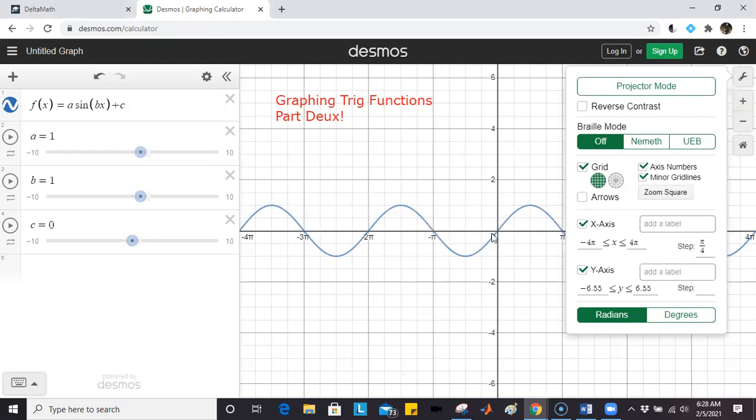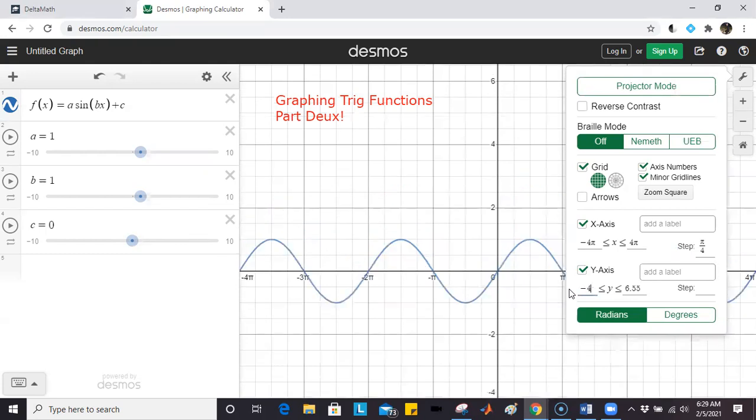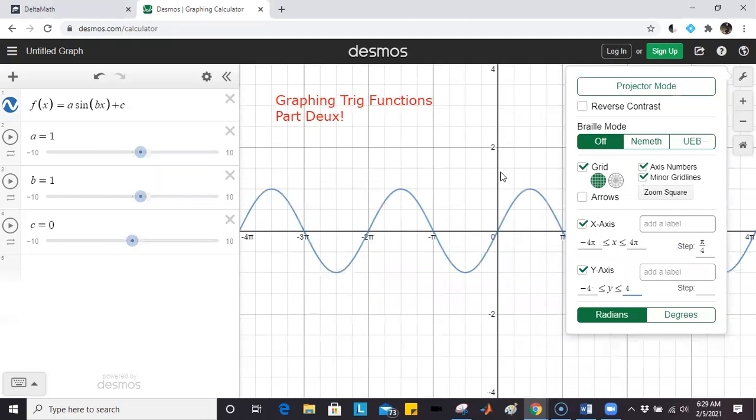The amplitude being 1, I don't have to go all the way up to 6. It's a square graph, but it's okay. I feel like it's fine. You could change your y-axis to be a little bit less. Let's say we did negative 4 to 4, and then we'll zoom in just a little bit there. And then you can see we've got radians clicked here.